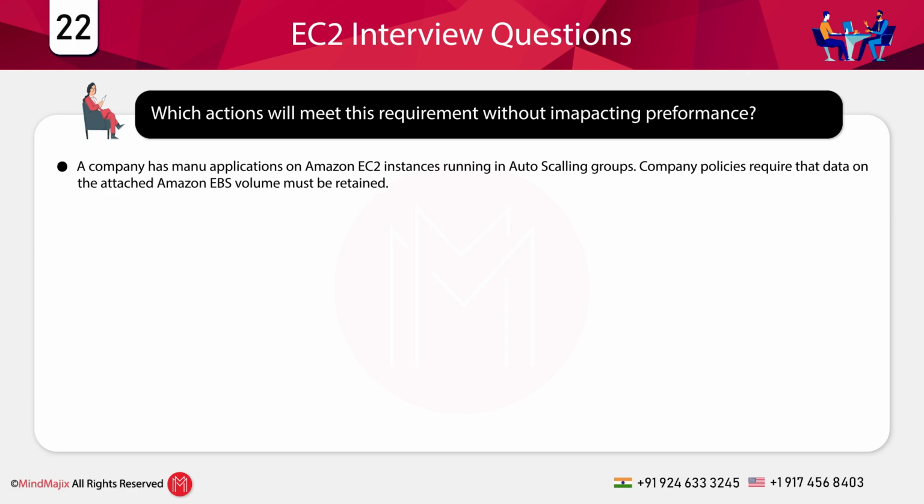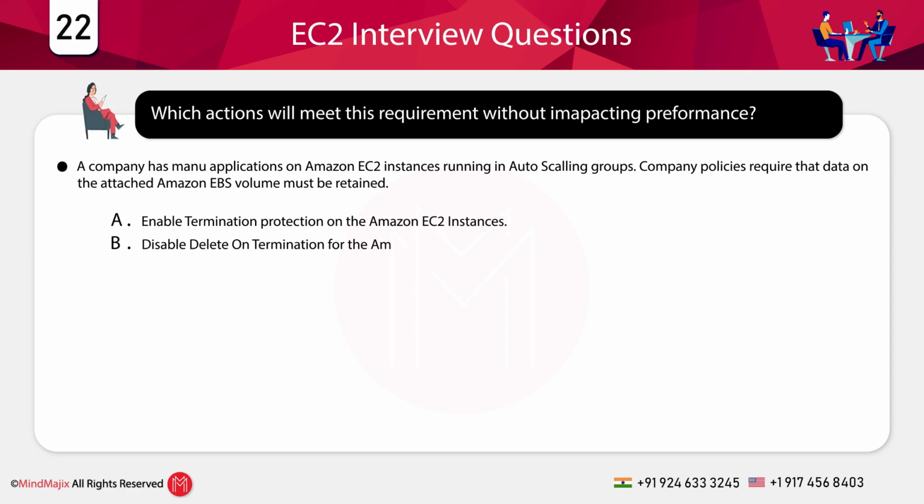So the data in EBS, how can we back it up? Using a snapshot. I'm not going through the options till now. Now, enable termination protection on EC2 instances. Disable delete on termination for EBS volume. If I enable termination protection, I'll not be able to delete the EC2 instance.